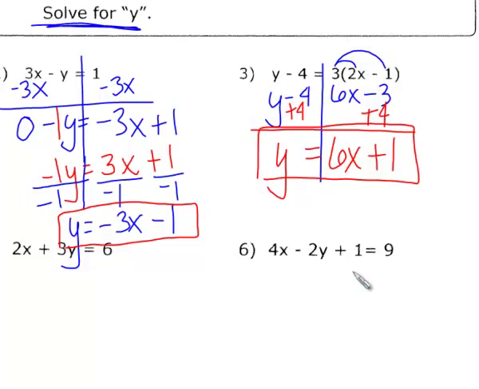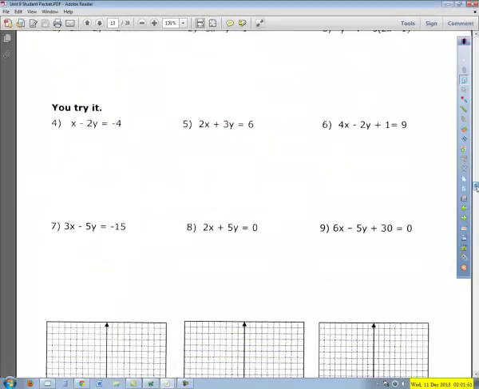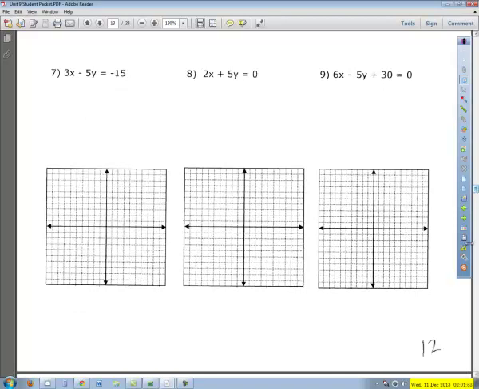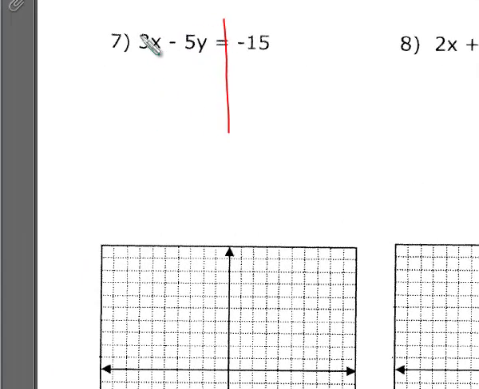Okay, let's scroll down a little bit further on page 12, down to number 7, 8, and 9. You will do the other 3 on your own. So looking at this one, again, we are solving. So I'm trying to get y by itself. I take a look and see what is keeping y from being by itself is my 3x.